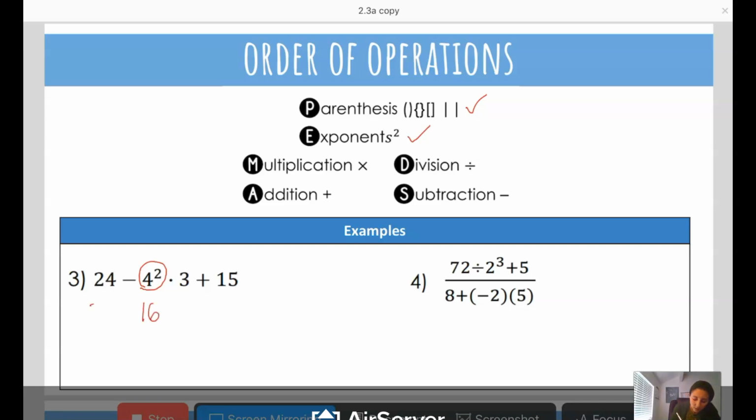Then I need to make sure I bring down everything before that. So the 24, the minus, times 3, plus 15. So I just brought everything else down. Now I need to see, is there multiplication or division? Yes, there's multiplication. The 16 times 3 right here. Or you can think of it as negative 16 times 3. Either way, I'm just going to do 16 times 3, which is 48.